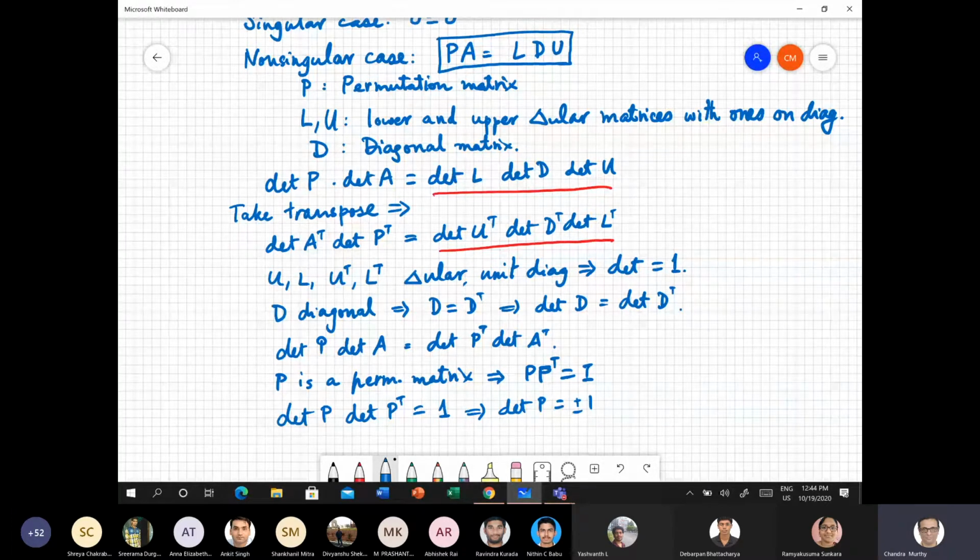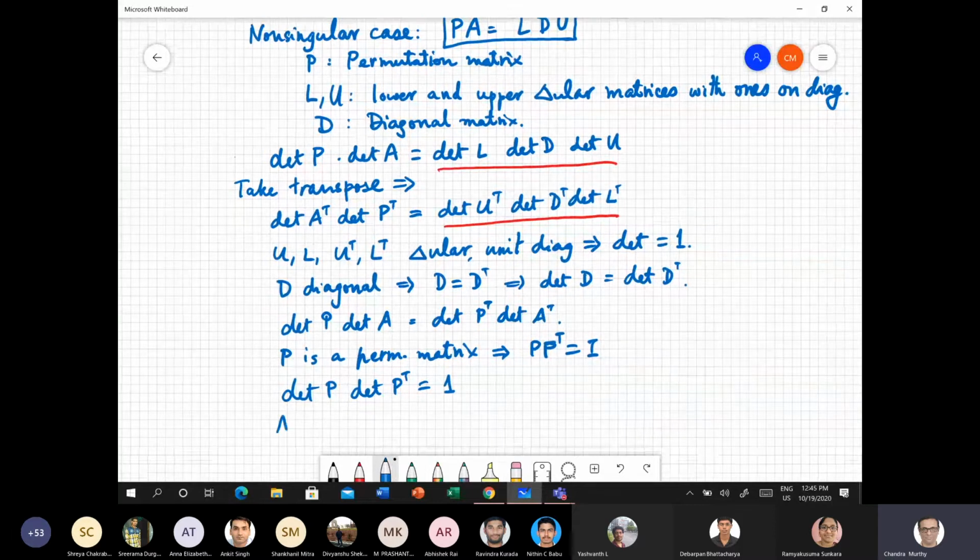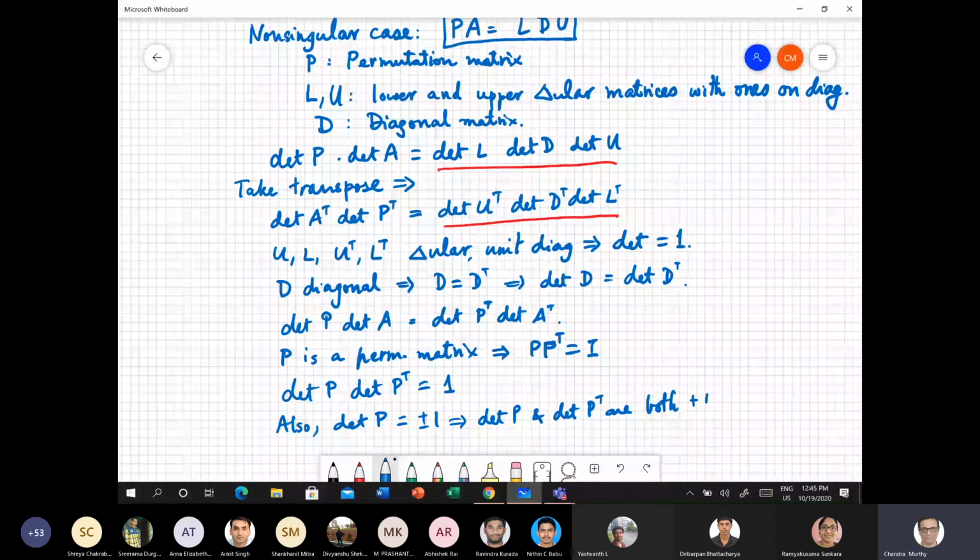In fact, this is a separate point: for a permutation matrix, the determinant is always plus or minus 1. So that means that if the product is 1 and this is plus 1, then this should also be plus 1. And if this is minus 1, then this is also minus 1. So this implies that the determinant of P and the determinant of P transpose are both +1 or -1.